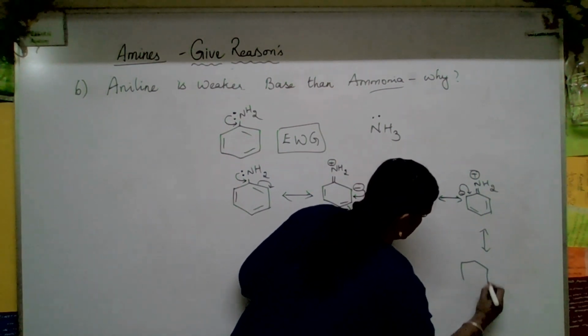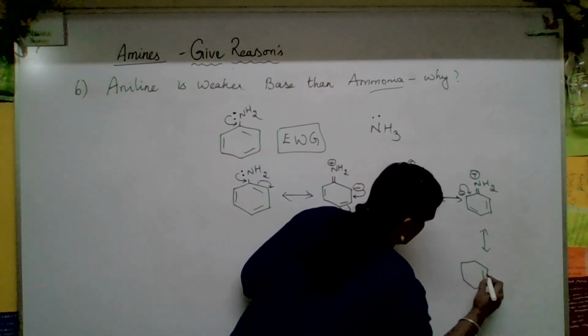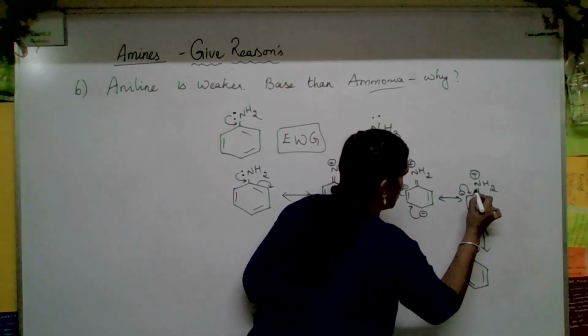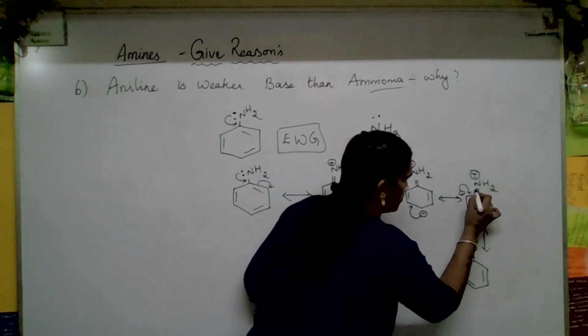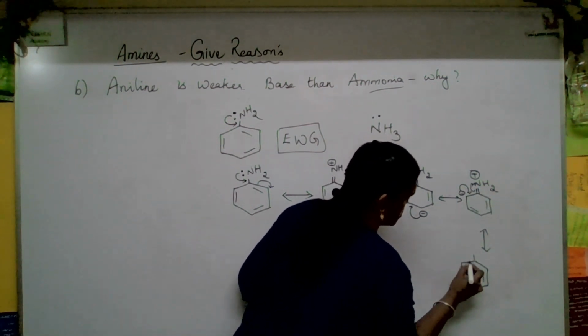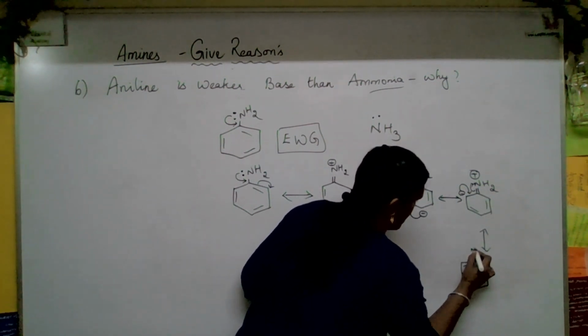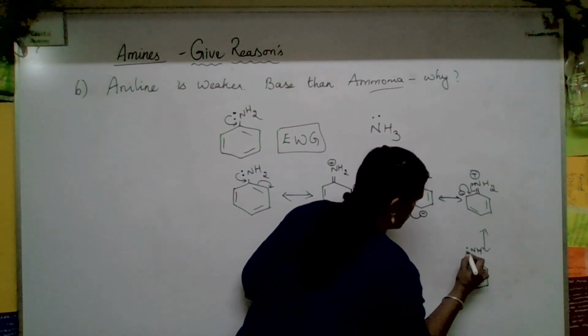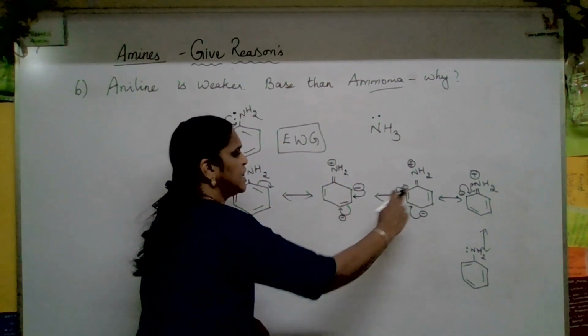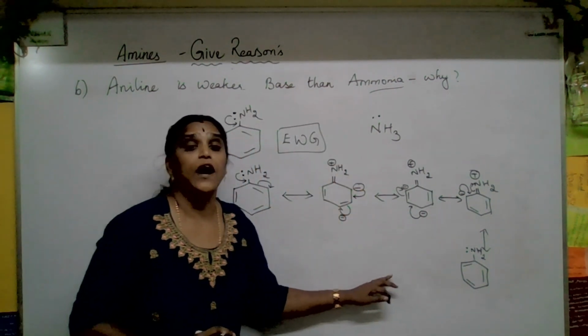So here you will get that bond replacement. This bond, because it is alternate now, will go to the next position. So here a single bond with nitrogen, and here you will get the double bond, NH2. So this is the resonance structure of aniline.